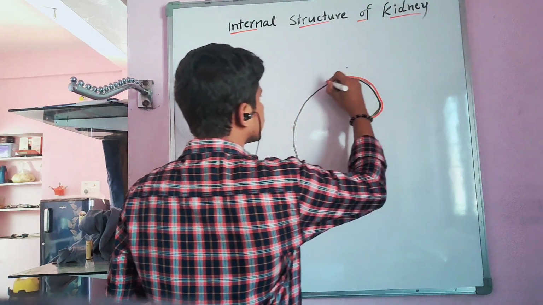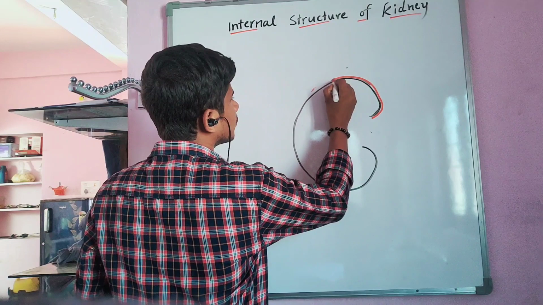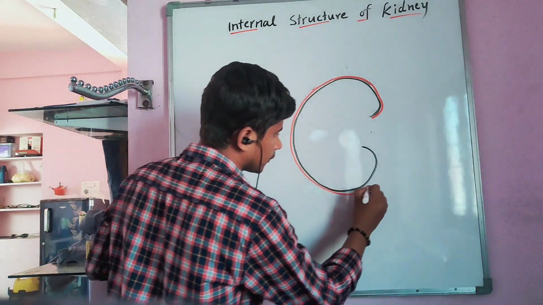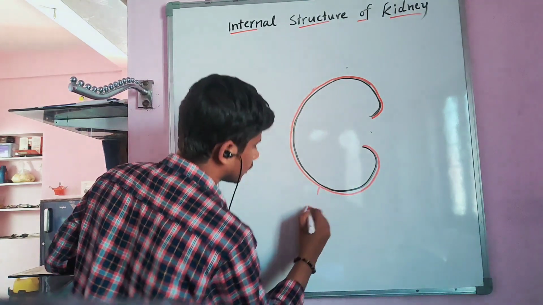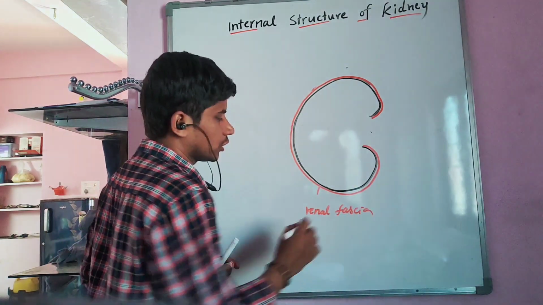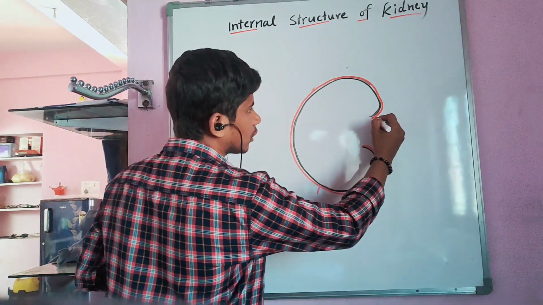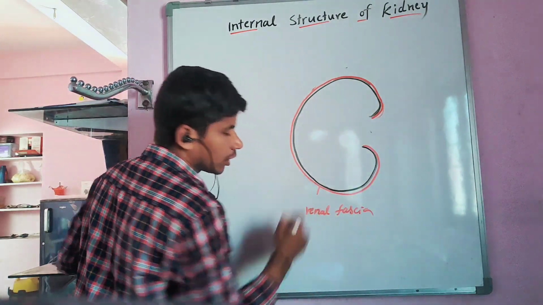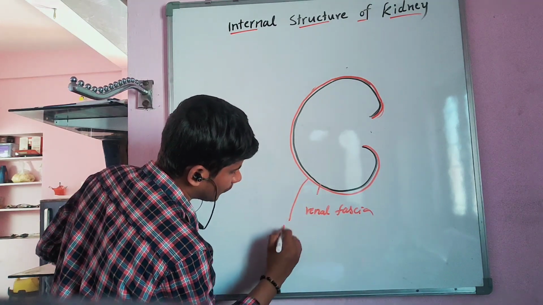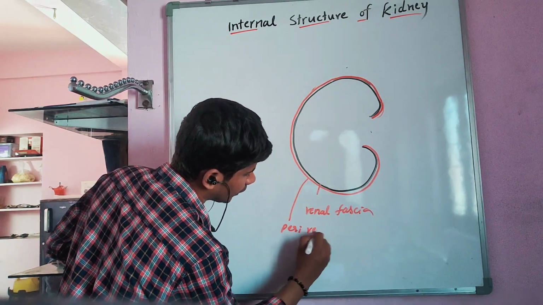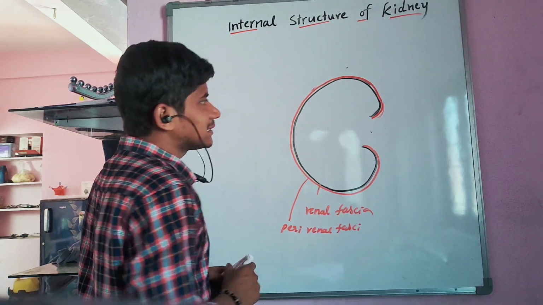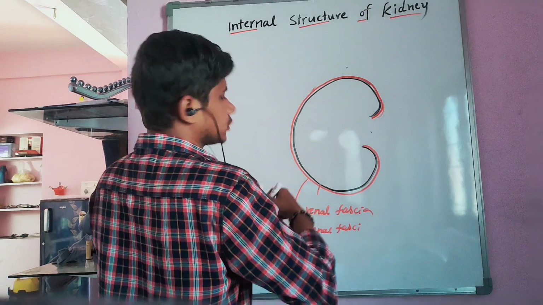Two layers of membranes are found around the kidneys. The innermost layer, the black one, is the renal fascia, and the outer one is the perirenal fascia.